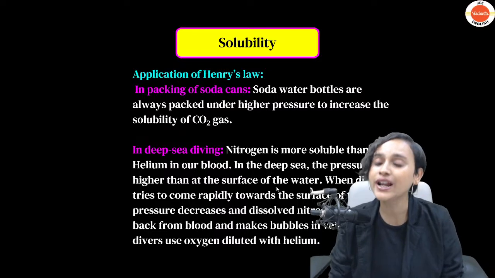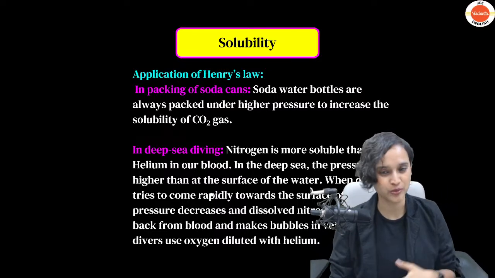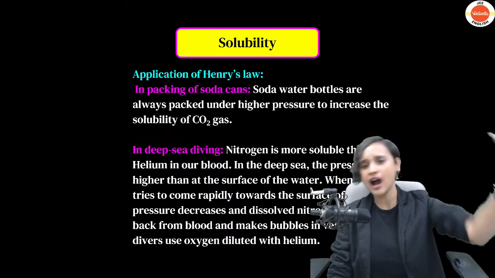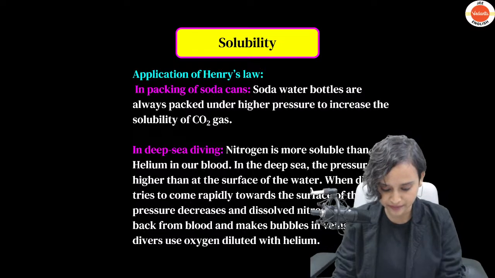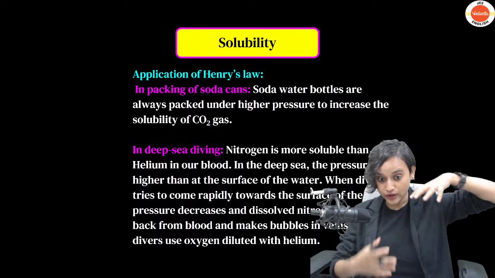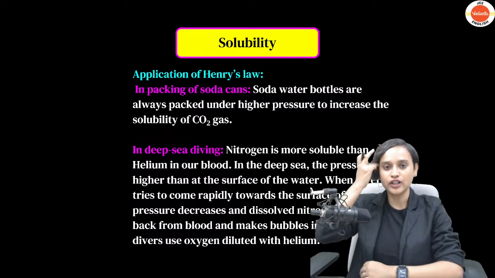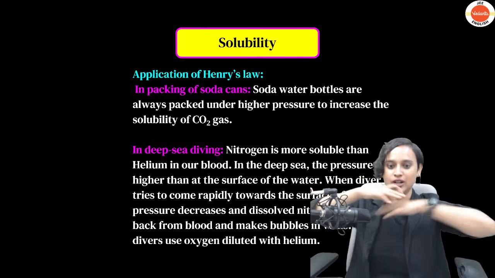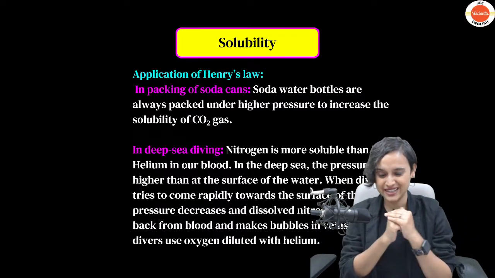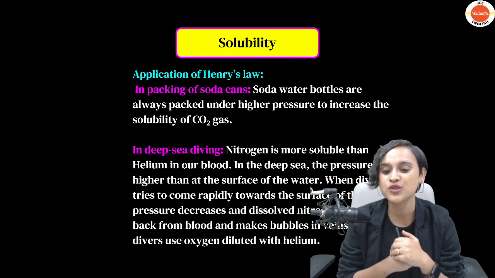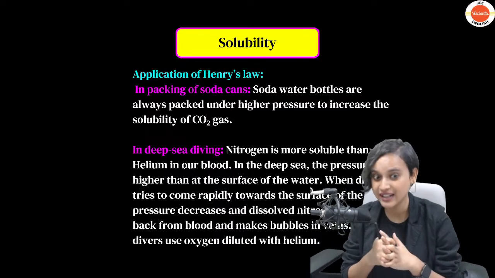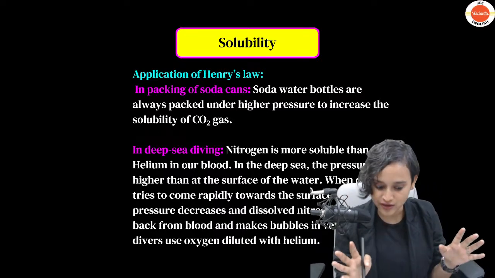Now what happens is nitrogen is actually more soluble than helium in our blood, right? And in the deep sea, the pressure is way higher than at the surface of the water. So when the divers rapidly come towards the surface, the pressure decreases. And whatever dissolved nitrogen comes back from the blood makes bubbles in the veins. That's why they have to use oxygen that is diluted with helium. It's a crazy, dangerous thing that the scuba divers do.